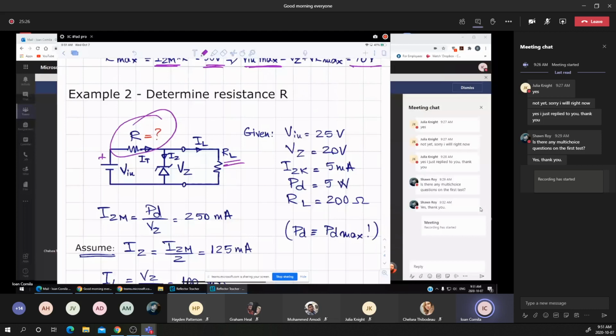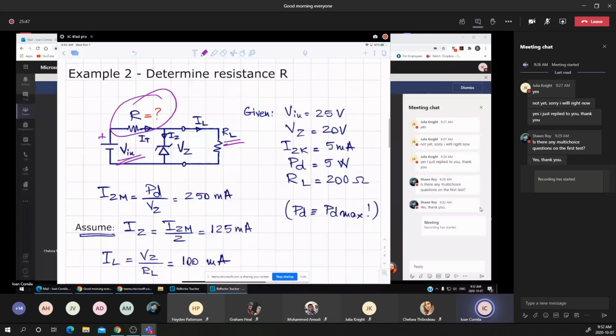Again, we are making the assumption that VE is constant and the RL is connected between the two terminals of the Zener diode. In this example, the Vin is, for example, 5 volts, VZ is 20, IZK is 5 milliamps. I use the same value. I mentioned that the IZK is a few milliamps, usually 1 to 10 milliamps. That's the range that I'm using in problems. PD is 5 watts, and the RL is 200 ohms.